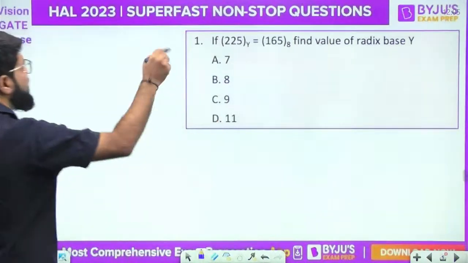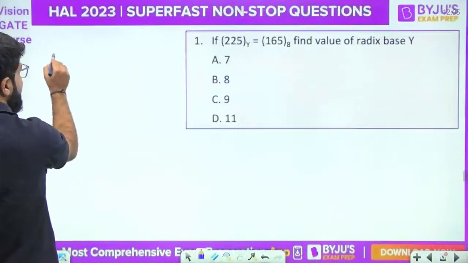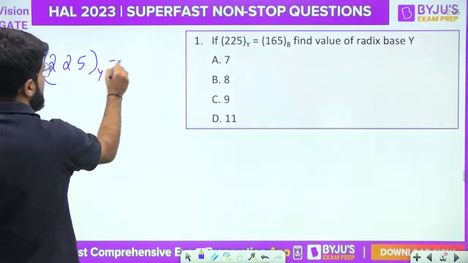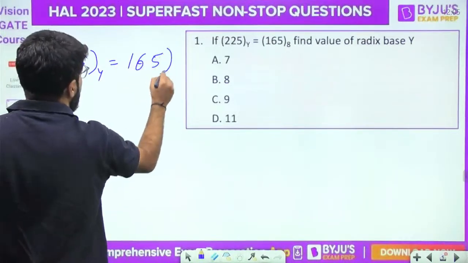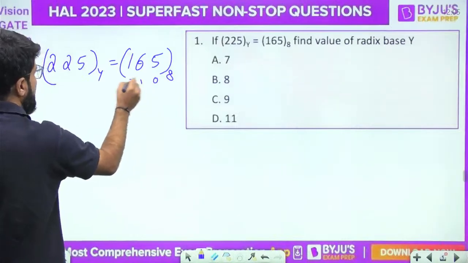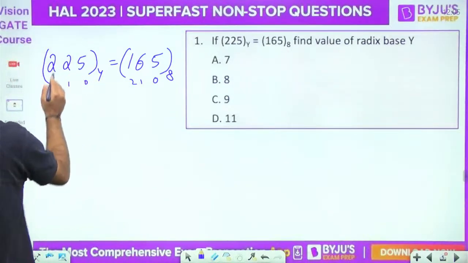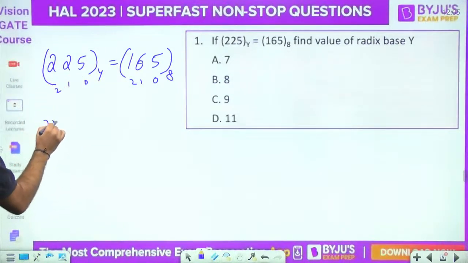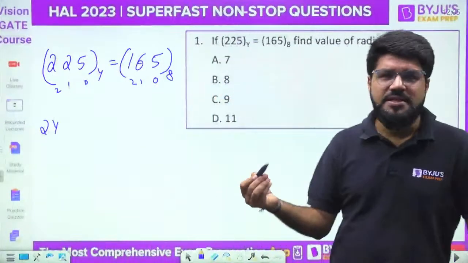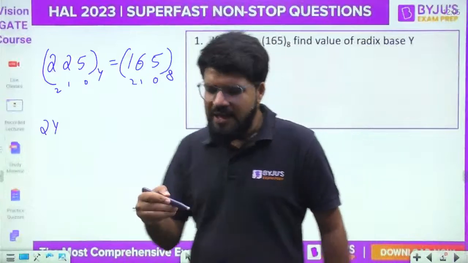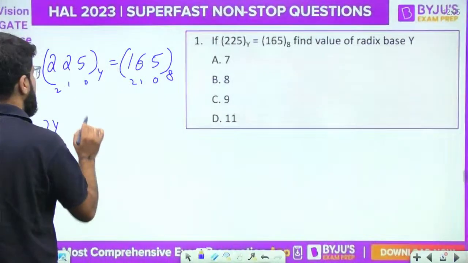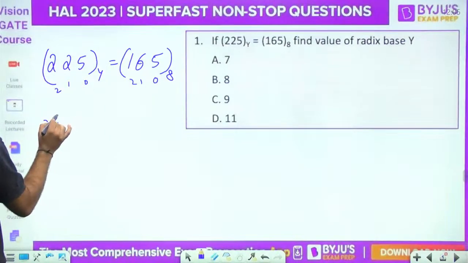So 225 in base y is 165 in base 8. We can designate the positions from the LSB as 0, 1, 2, and the same on the other side. If two numbers are equal even though they are in different number systems, their decimal conversions are also equal. So converting to decimal, each digit is multiplied by the base raised to its position.